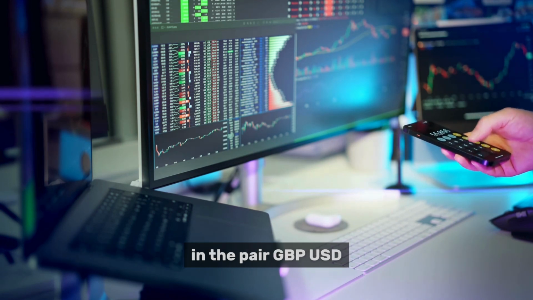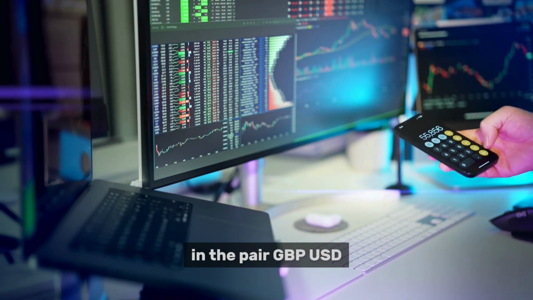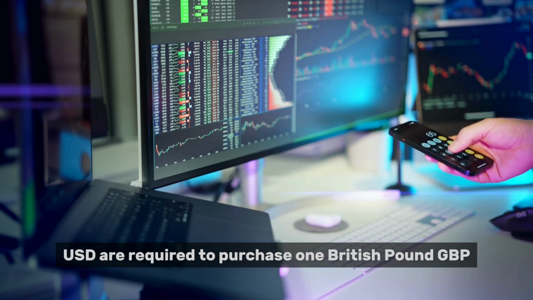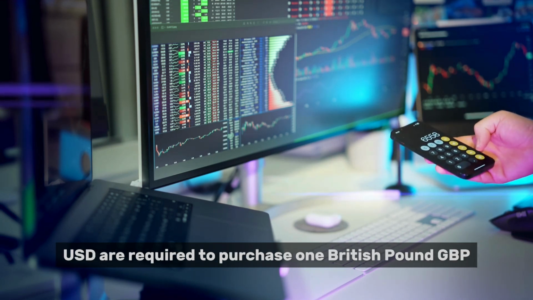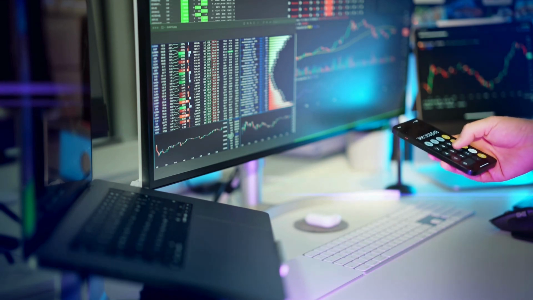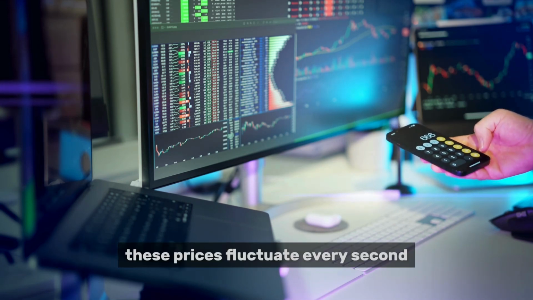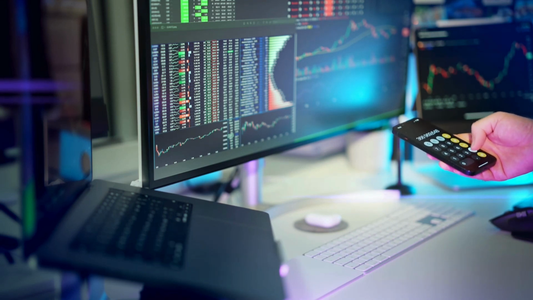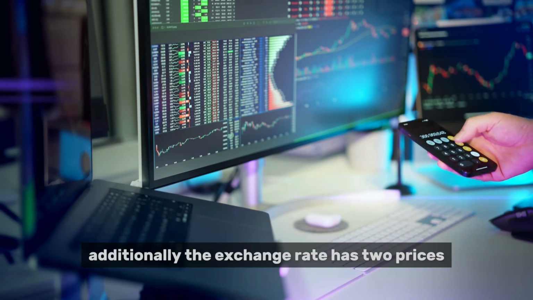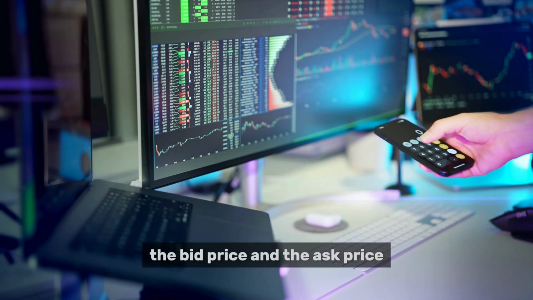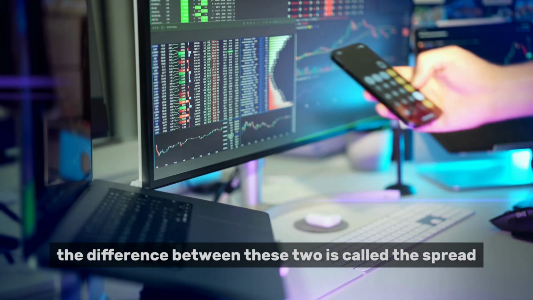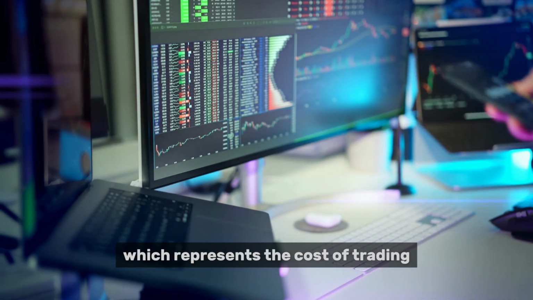For example, in the pair GBP/USD, the exchange rate shows how many US dollars (USD) are required to purchase 1 British pound (GBP). These prices fluctuate every second due to the market's dynamic nature. Additionally, the exchange rate has two prices, the bid price and the ask price. The difference between these two is called the spread, which represents the cost of trading.